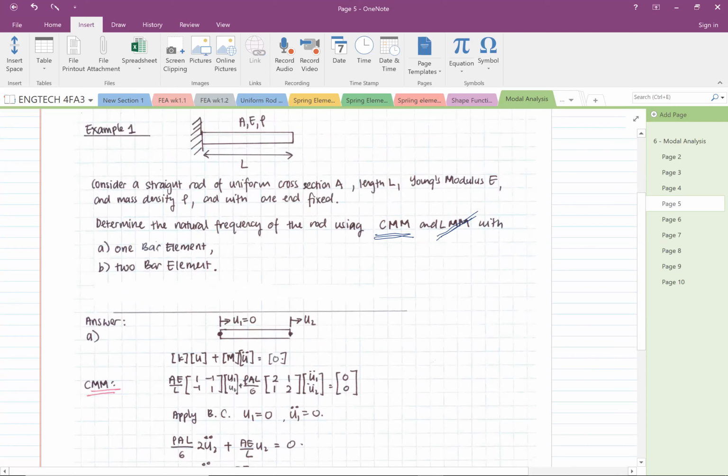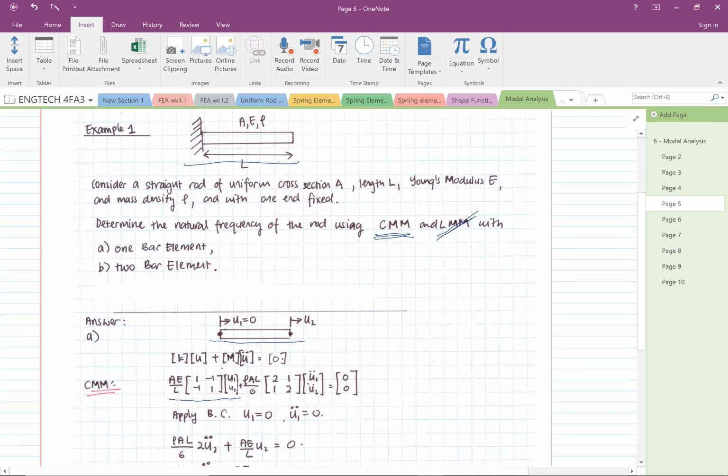Always, when you have a question, you respond with a figure which is more comfy to yourself, how you define that, how you simulate that. And check this out. The first term is not strange at all. We've done that many times. K is AE over L times [1, -1; -1, 1].